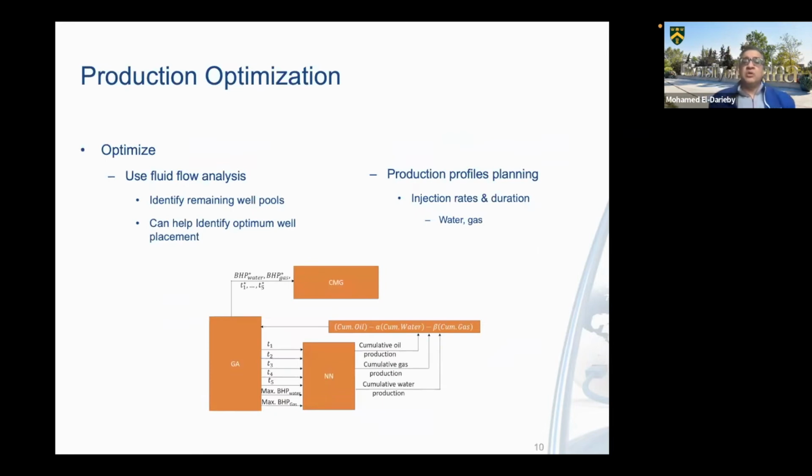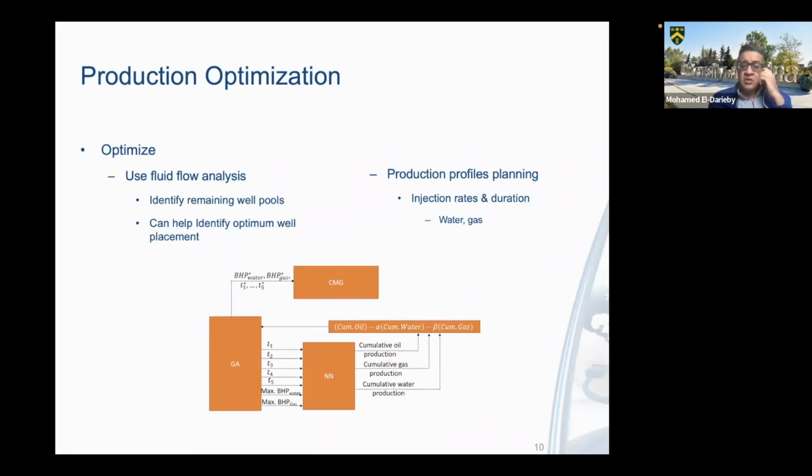Finally, all of this led us to work with the genetic algorithms and the neural network to help us understand different production profiles and come up with different plans for production profiles.